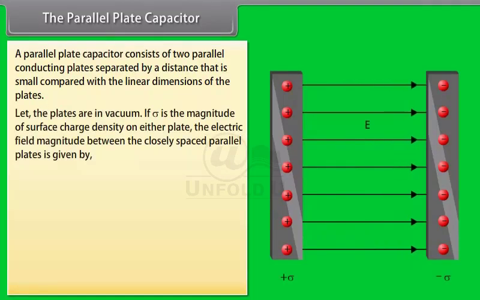Let the plates be in vacuum. If sigma is the magnitude of surface charge density on either plate, the electric field magnitude between the closely spaced parallel plates is equal to sigma upon epsilon naught. But sigma is equal to Q by A. Put the value of sigma in the above equation. We get E is equal to Q divided by epsilon naught A.